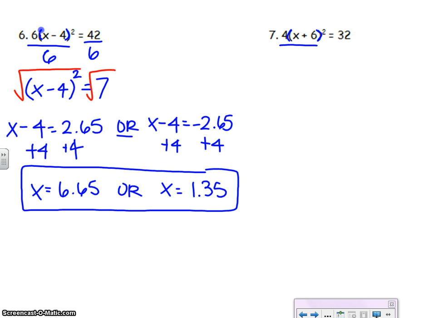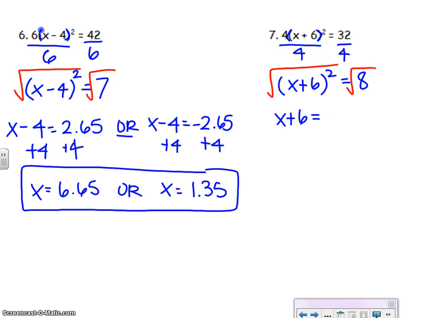so we need to isolate that. So we'll divide by 4. We have x plus 6 squared is equal to 8. And we'll go ahead and take the square root of both sides. And this is when we break into our 2 separate equations. So x plus 6 is equal to 2.83, or x plus 6 is equal to negative 2.83. And we're getting that 2.83 after we take the square root of 8 on a calculator.